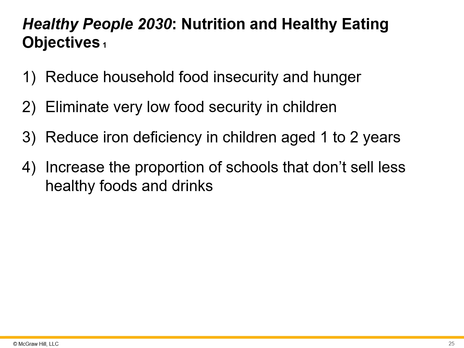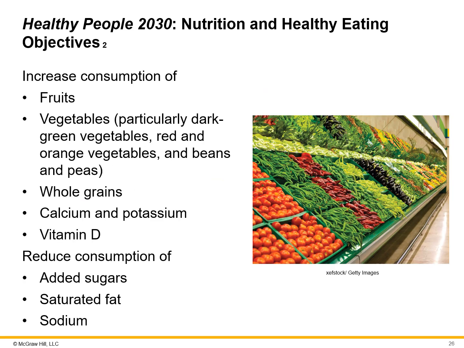So then if we look at these healthy eating objectives, so reducing food insecurity and hunger, eliminating low food security in children. There are a lot of initiatives in schools now that help provide meals to individuals. Of course, if they are on a reduced income, they can get free lunch or breakfast, but then what happens when they go home? So working with those. Also reducing the iron deficiency that we're seeing, and then increasing proportions of schools that don't sell less healthy foods and drinks. So we definitely are seeing that in our schools.